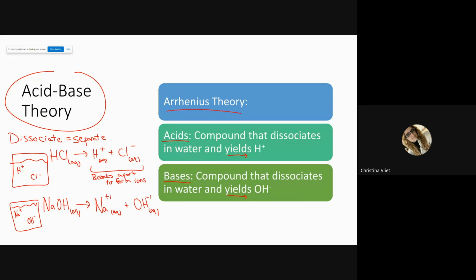So this is called the Arrhenius theory. There are further acid-base theories, but for now, we're going to keep it simple. We'll look at other parts of acids and bases later on. I'm introducing this one layer at a time. So for now, acids are H plus, and OH minus is base, and that's what we're looking for.